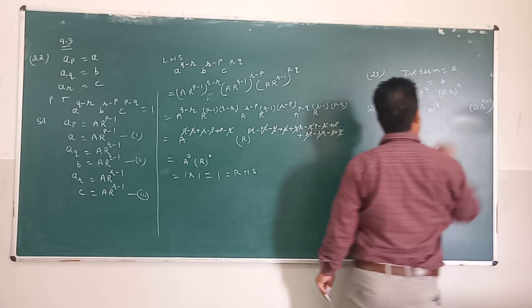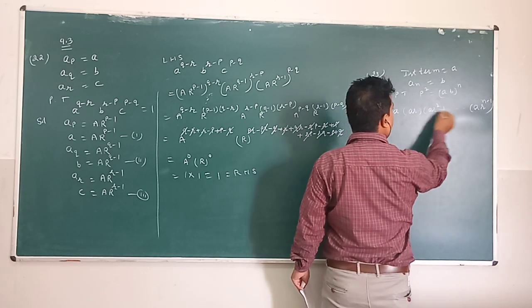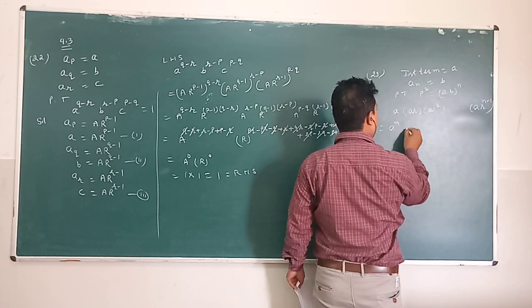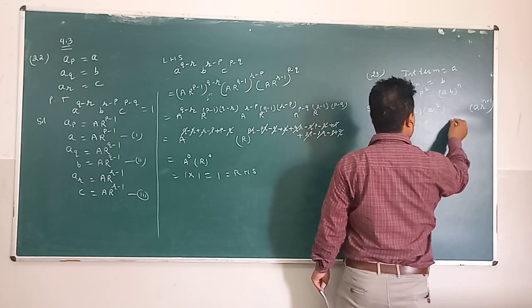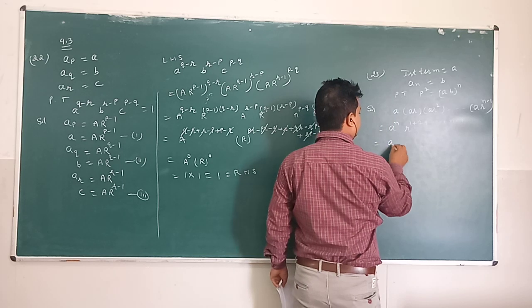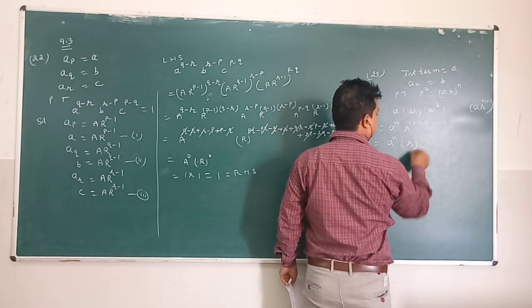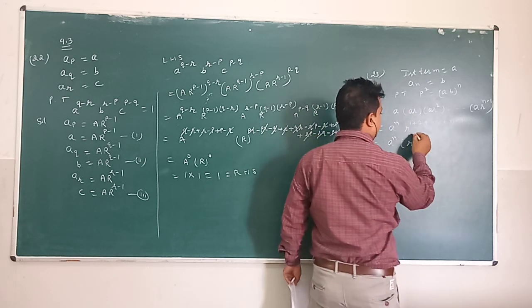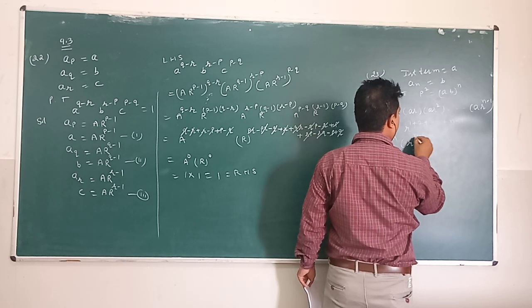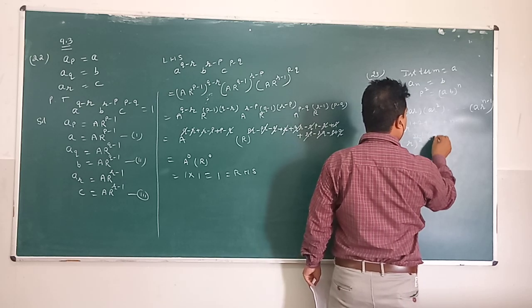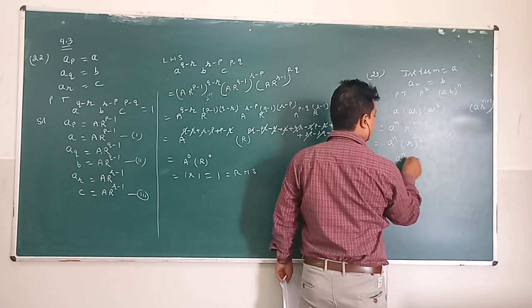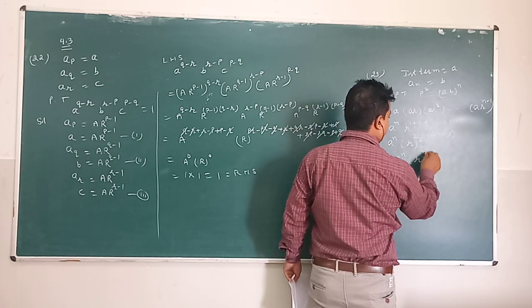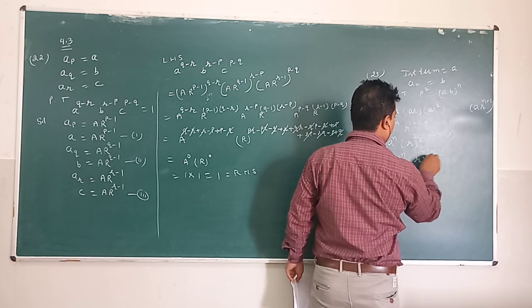These are the first n terms: a, ar, ..., ar^(n−1). This is the product. So this is a^n times r^(1+2+...+(n−1)). This is an AP, and the sum of the AP is n/2 (a + l), where l is the last term. So this is a^n r^(n(n−1)/2).